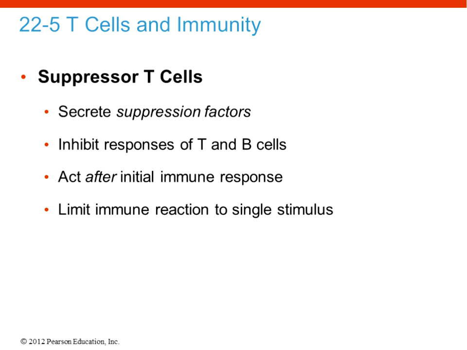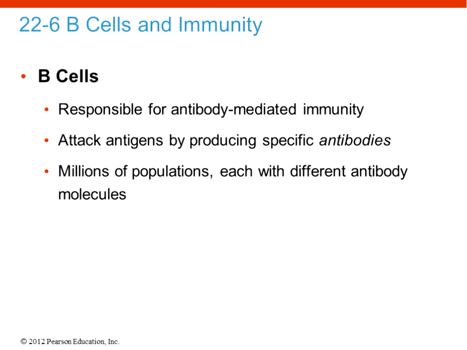All right, suppressor T cells secrete suppression factors which inhibit responses of T and B cells. Again, they act after the initial immune response to slow the process, right? You don't always want your immune system to be, quote unquote, active or constantly fighting something. You want it to be on the lookout and prepared, but you don't want it to be in an active immune response all the time, right? That would probably feel crummy. So you have these suppressor T cells that can slow that.